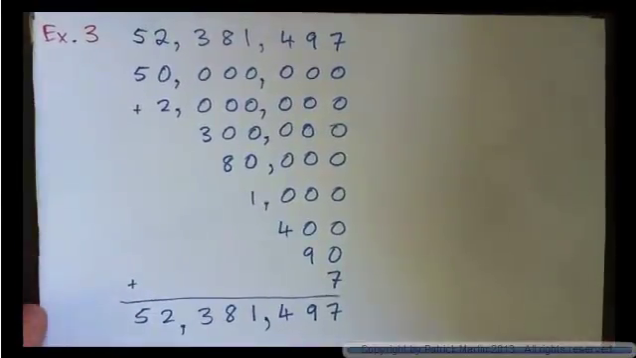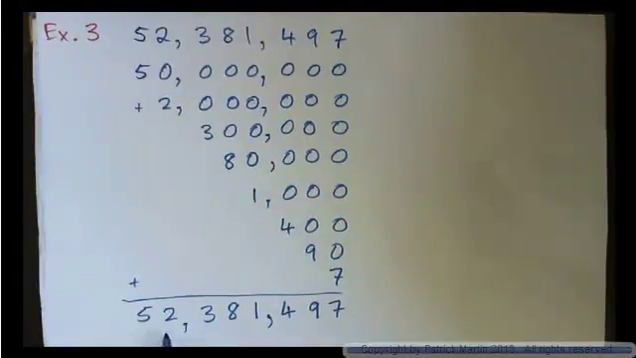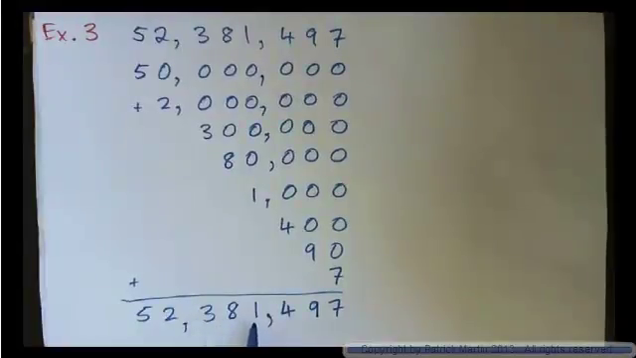So now say this number. Can you say what this number is? Say that number. 52,381,497, right? 52,381,497.